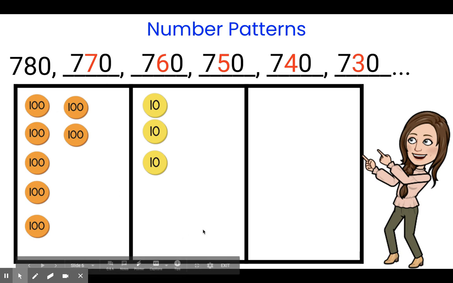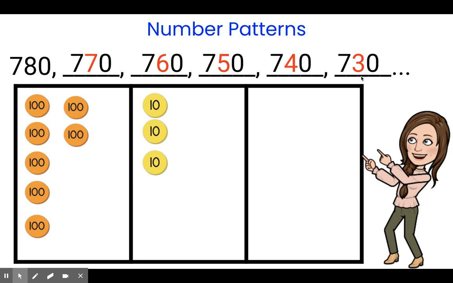What did change was the tens place value. We removed 10 each time. You'll notice the number in the tens place value spot is decreasing by 1 number each time. That's because we removed one group of 10. We went from 780 to 770 to 760 to 750 to 740 to 730.